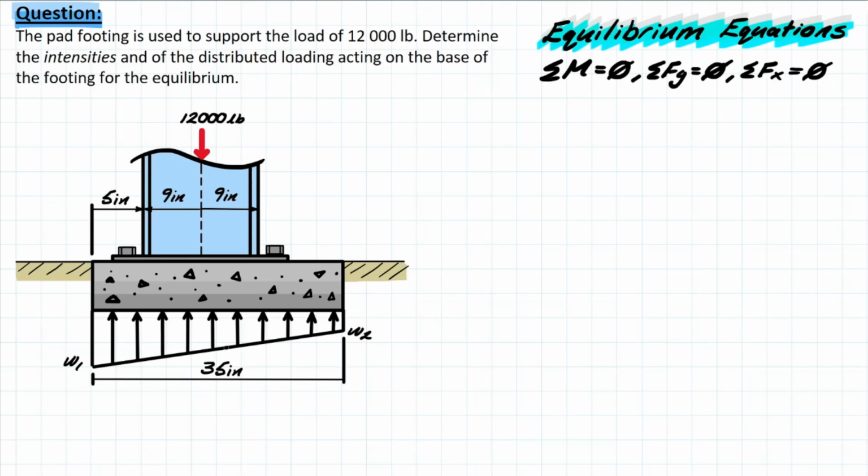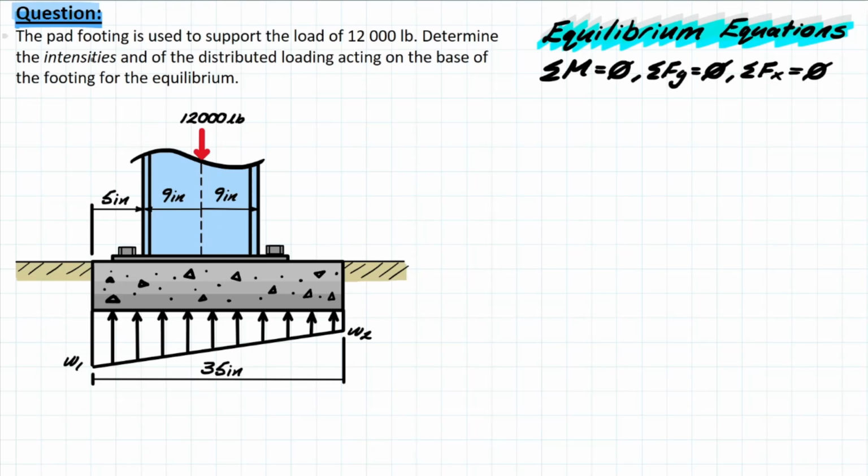We have a unique case where we have a triangular distribution underneath this concrete footing. The reason that's happening is because our column is offset from the center of this footing, which means we're having a higher intensity on one side of the footing with respect to the other. This problem is super easy. I'm going to show you step by step my thought process for it.